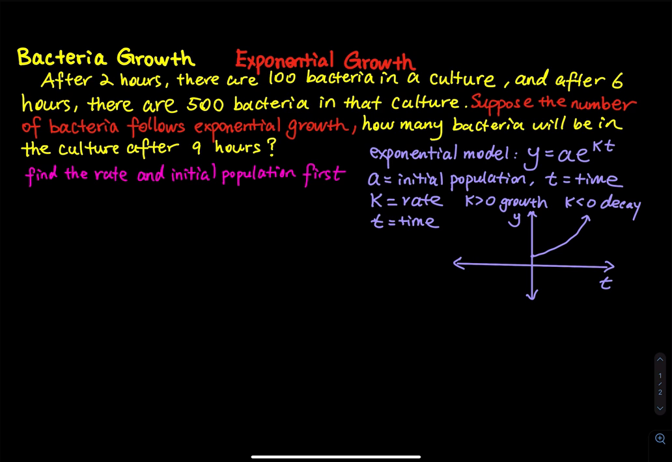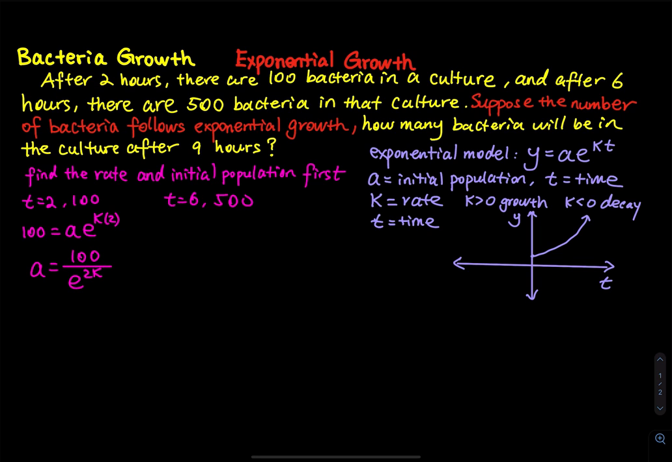So first of all, I gave you time equals 2, and then the population is 100, right? And when time is equal to 6, the population is 500. Okay, so let's plug in what we have. We have 100 population, the initial population is unknown so that is a, e to the kt. We don't know what k is. T is equal to 2. Let's solve for a. So in this problem, a is equal to 100 divided by e to the 2k.